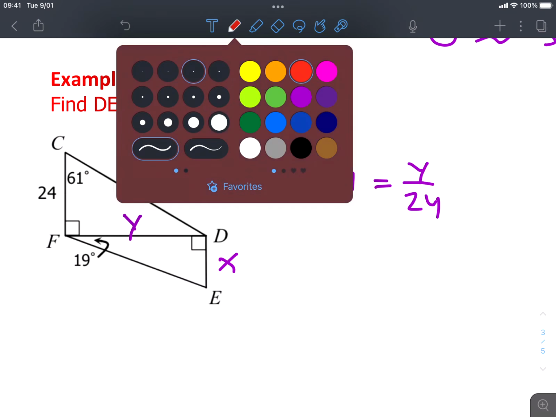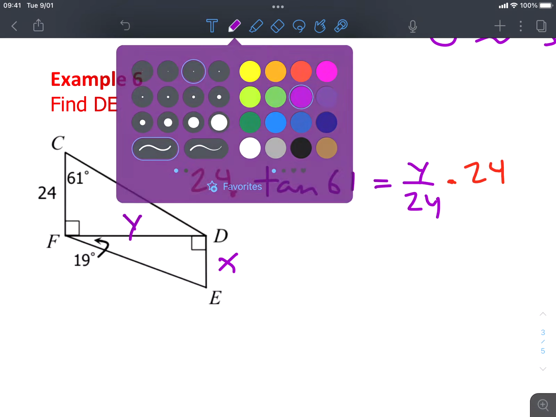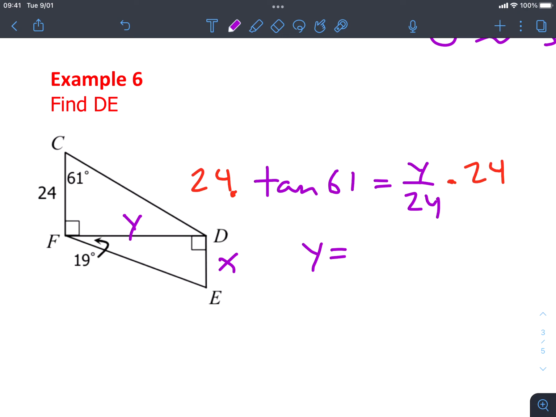Well, we learned previously that in order to solve this, I would multiply my 24 on both sides. And y is equal to 24 times the tangent of 61 degrees. So y here is approximately, let's put it in the calculator here, 24 tangent of 61 degrees. So this side, FD, that I've labeled as y, is roughly 43.3 units long.